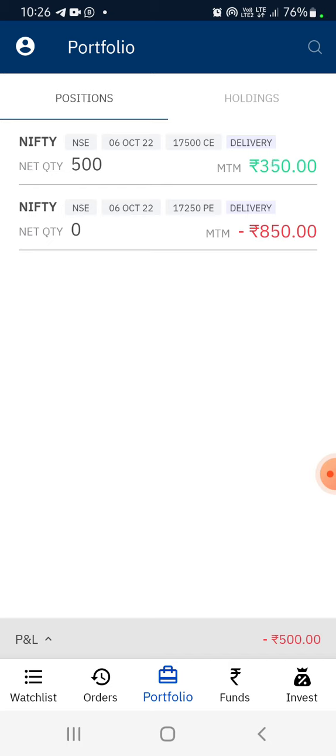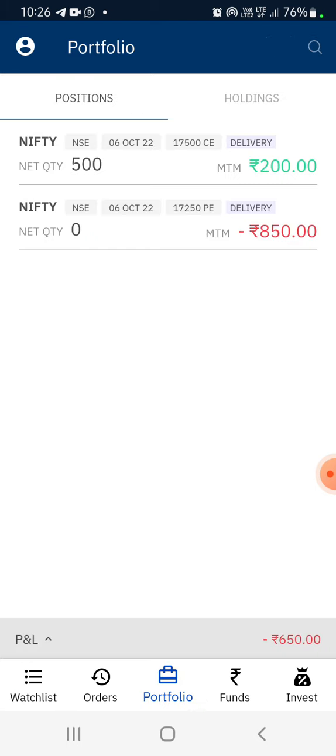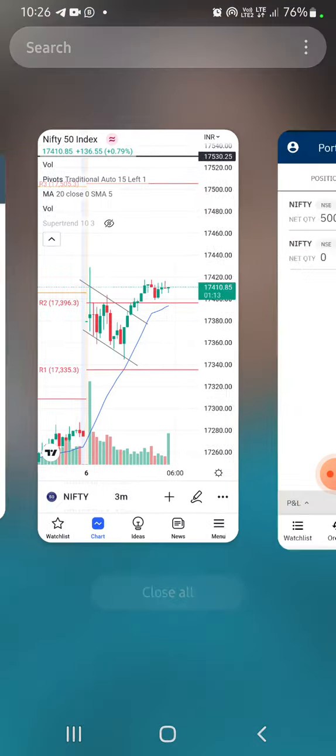See, I have cut my loss at 850 rupees, but my position is going in profit, so I'm holding in profit, not in loss. Okay, this is the strategy. That's it. Profit means hold a long time, loss means exit very soon. That's it. Okay, let it run. Let's watch it.